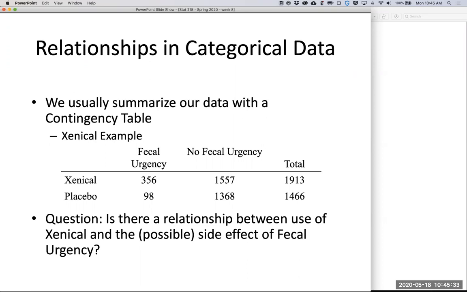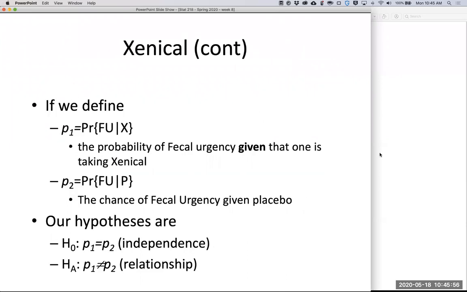So if this were a regular class, I'd probably stop and pause and ask, is there a relationship? And students would toss up answers like yes and no. Yes, people tended to say 356 of 2,000 is a higher rate than 100 of 1,500. And so they'd say it looks as though there might be a relationship. And I think that makes sense. How could we pursue that?